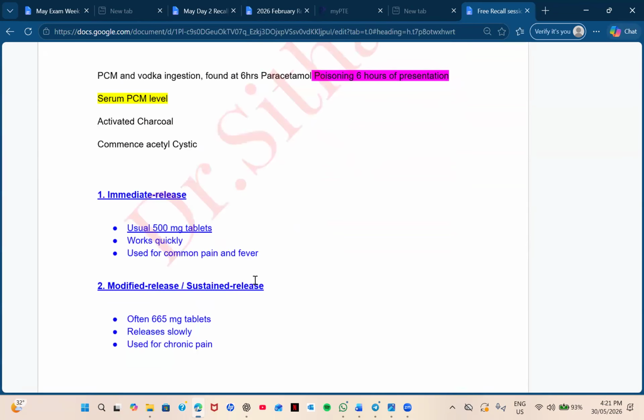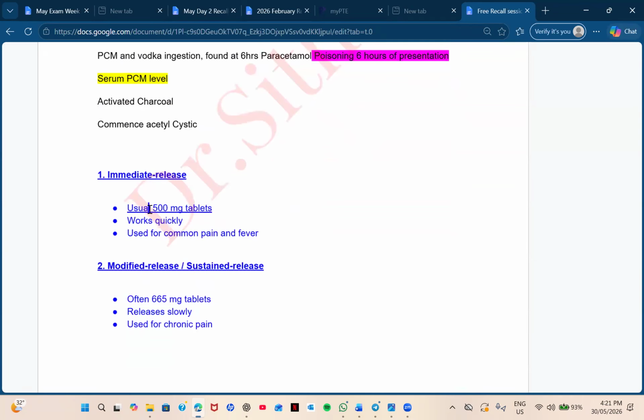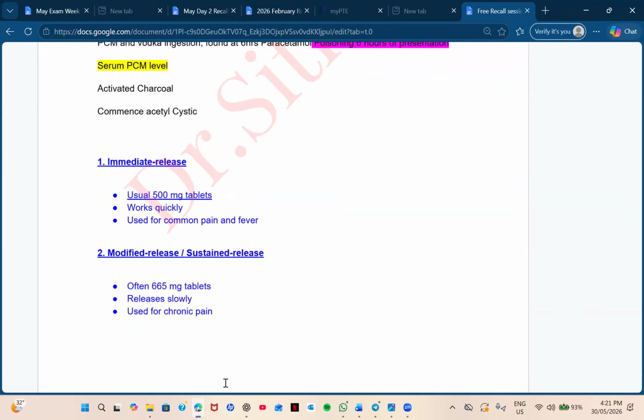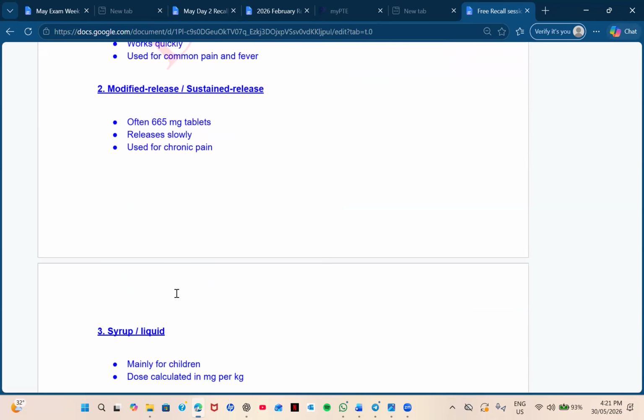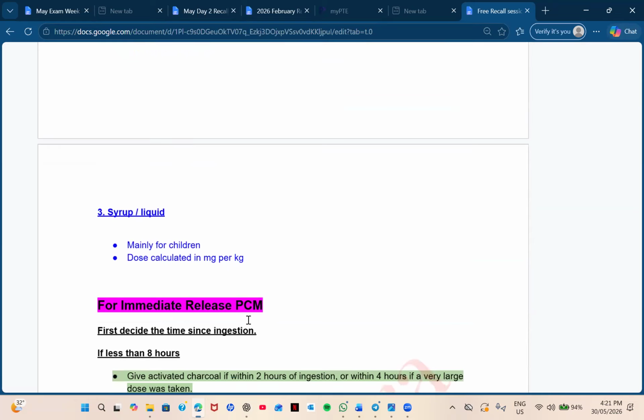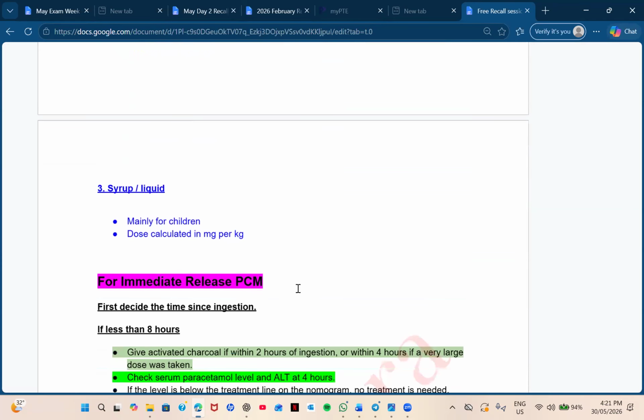So, what is the immediate release? Usually the 500 milligram tablets, right? The one that we are using in our day-to-day life. Usually 500 milligram tablets work quickly, used for common pain and fever. The modified release, often 665 milligram tablets, release slowly, used for chronic pain, right? Syrup is usually used in the pediatric population. We are using it as milligrams per kilogram, right?